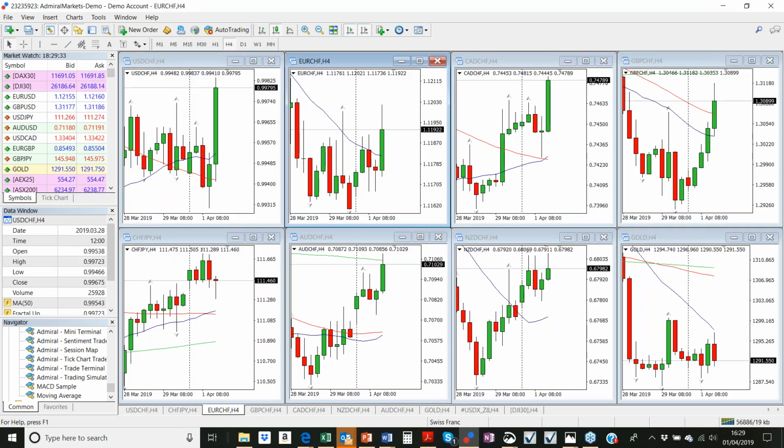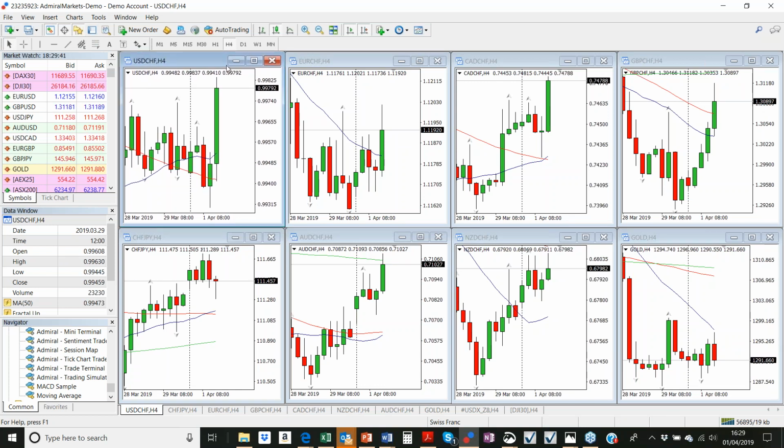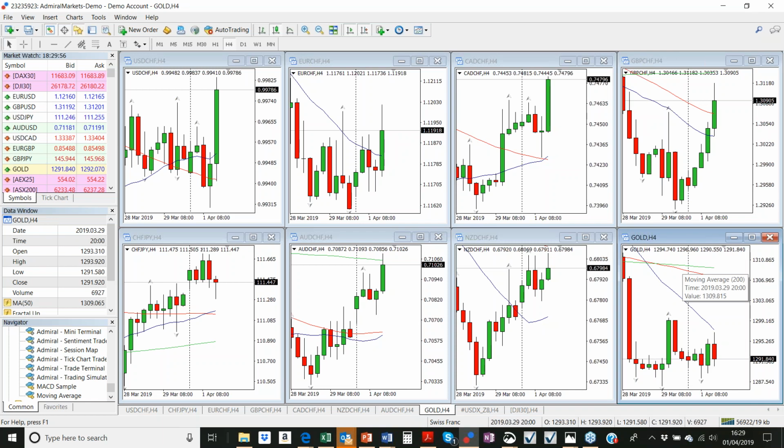There we go, and once again, we've just got our Swiss franc profile set up with those 8 majors. So we've got the dollar against the Swiss franc here in the top left. We've got the euro against the Swiss franc, the CAD against the Swiss franc, the pound against the Swiss franc, the Aussie against the Swiss franc, the Kiwi dollar against the Swiss franc, and there we actually have gold, being pretty important to the Swiss and also to Swiss franc traders. So it's not unusual for us to have an idea of what's going on with gold.